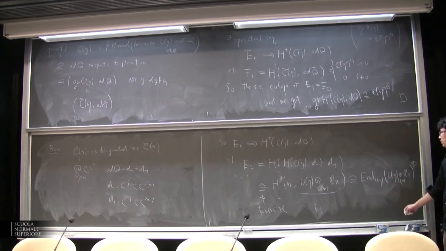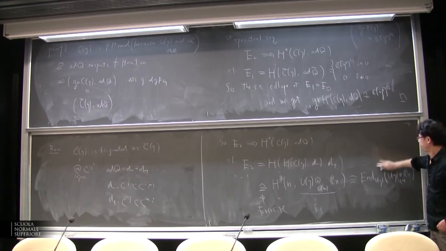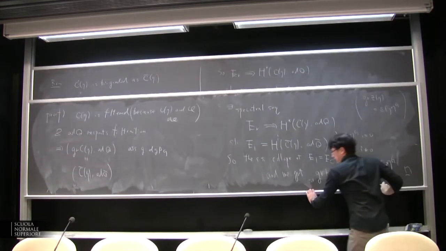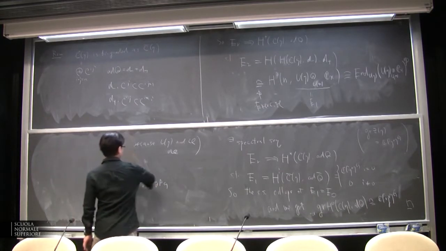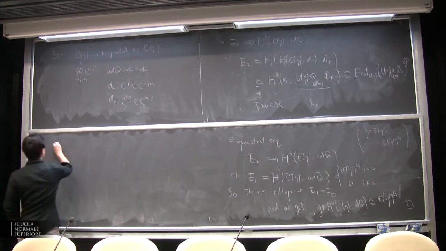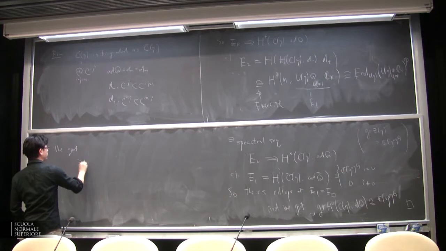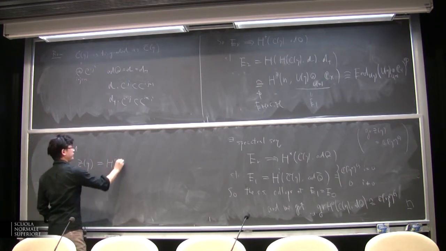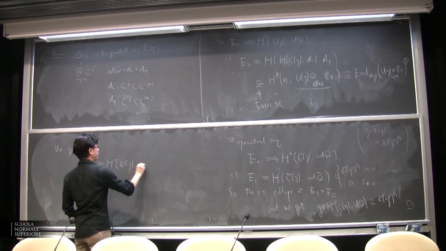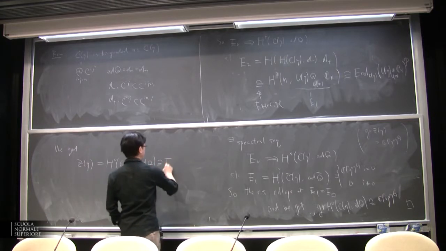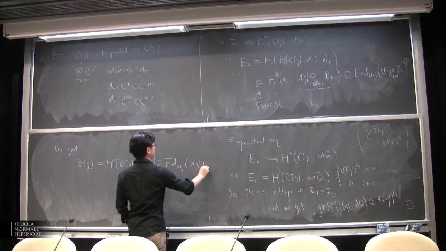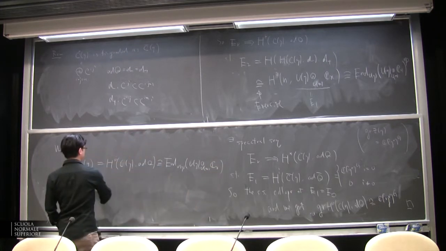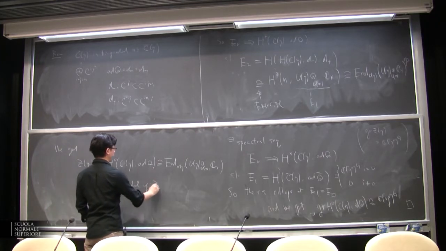And as a result we get the center, which is identified as the zero cohomology of this complex, can be identified with the endomorphism ring of this induced module, and this is called the Whittaker model of the center of the enveloping algebra.